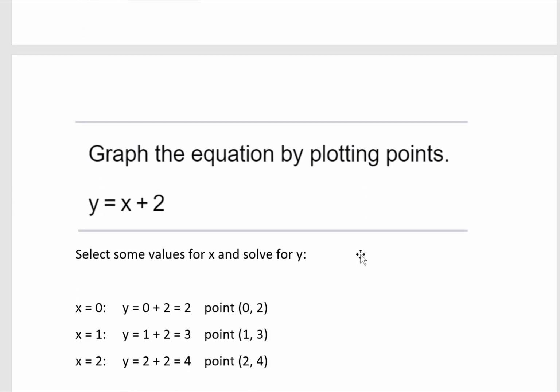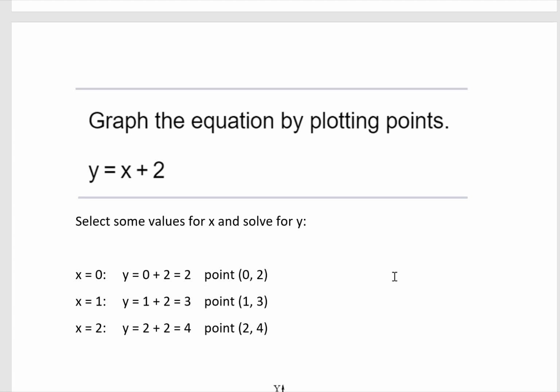Graph the equation by plotting points, and the equation is y equals x plus 2. Select some points for x and solve for y, so I selected x equals 0. I replace x with 0, and I get 0 plus 2 is equal to 2, and I have the point 0, 2 on the line. Then I selected x equals 1, y equals 1 plus 2 equals 3, so the point 1, 3 is on the line.